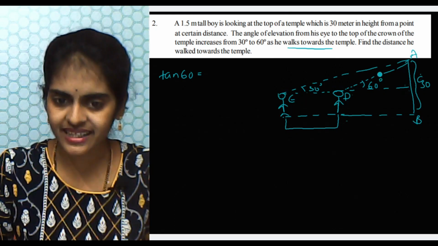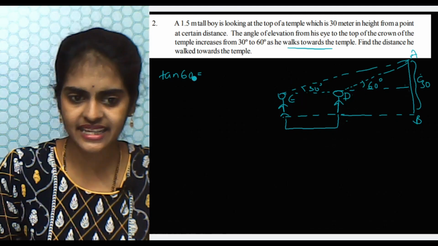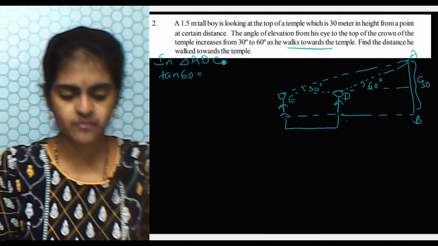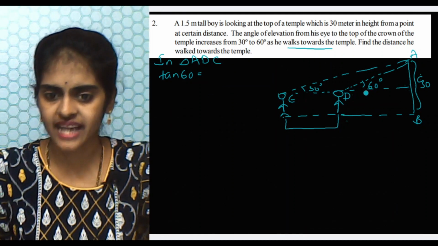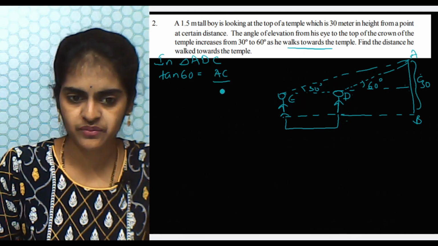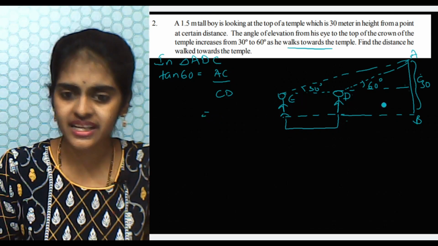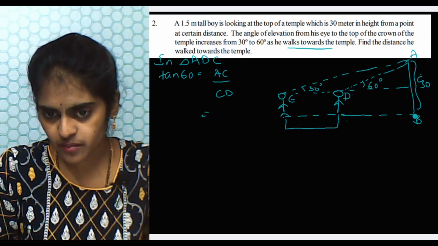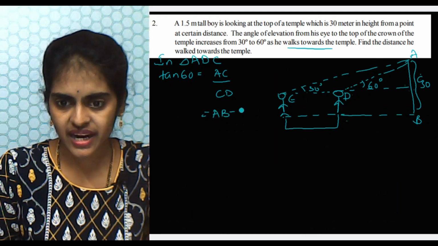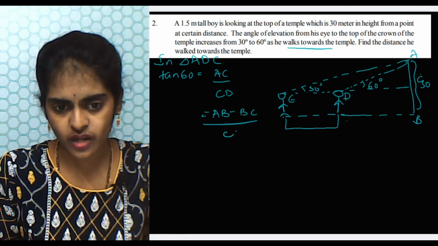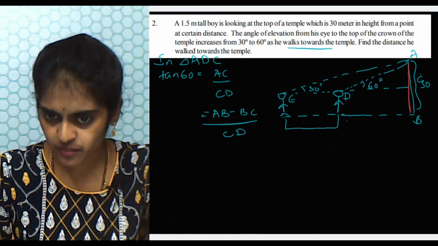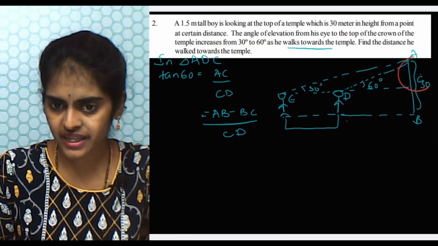Now in triangle ADC, so let me write it here. In triangle ADC, I'm taking the tan 60 value. Tan 60 is nothing but AC, opposite, by CD, adjacent. So how will I get AC? AC is nothing but this complete AB minus BC, divided by CD. Just see how I am getting this value AC: this complete AB minus CB will give me AC.